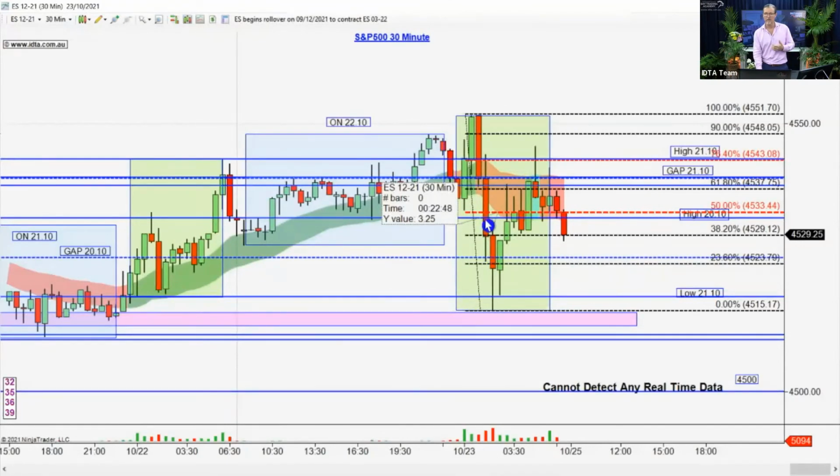All right, so if it tries to jump out of value or out of balance, watch for continuation. If it fails, reverse it. All right, reverse the direction. So very important you have these key reference points in alignment.